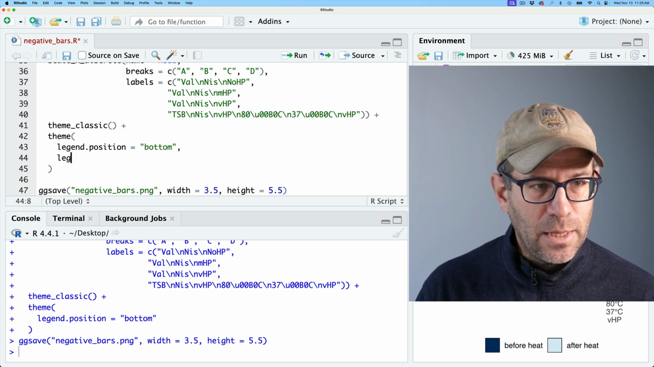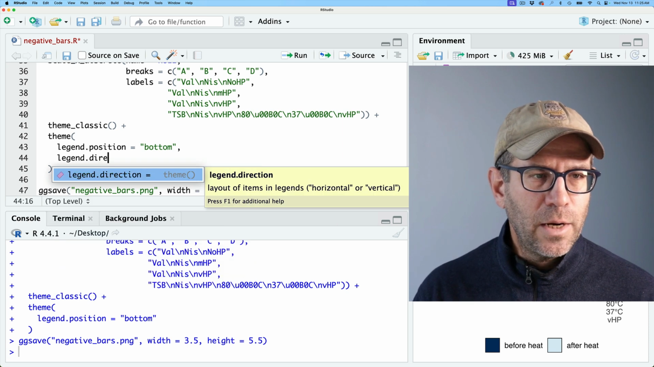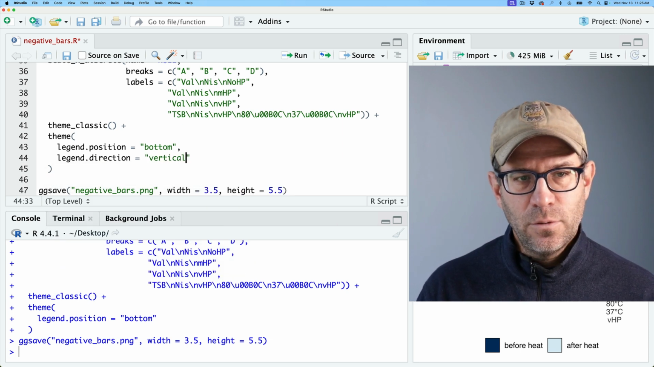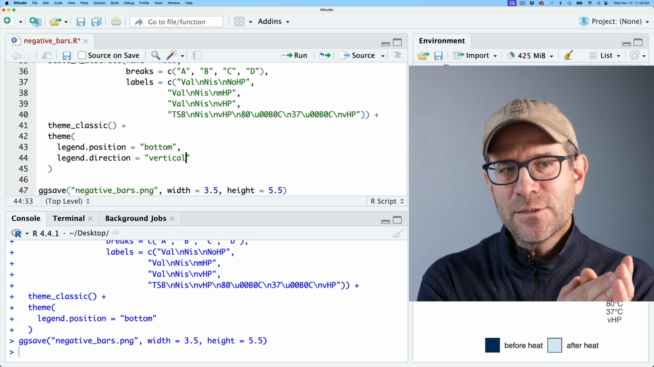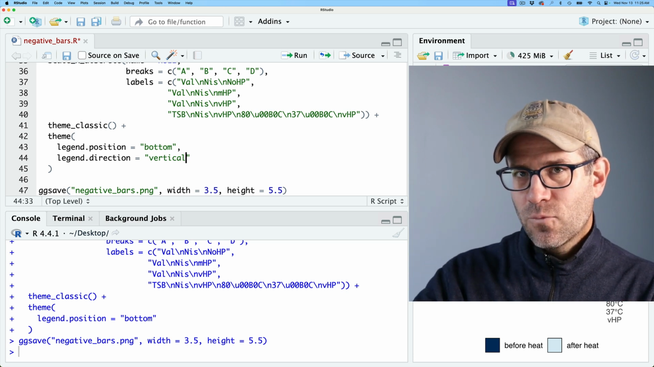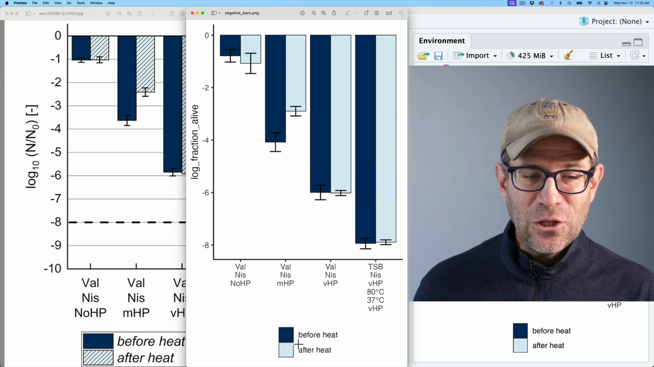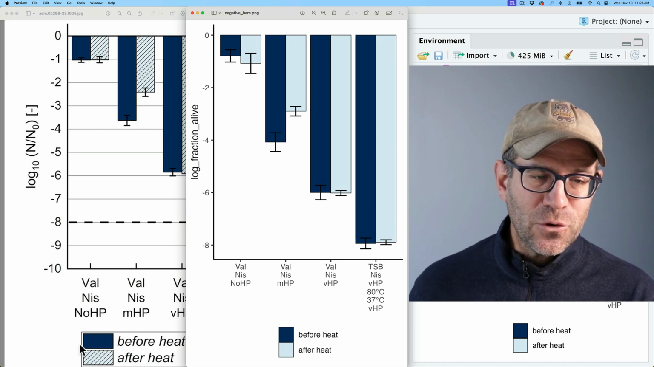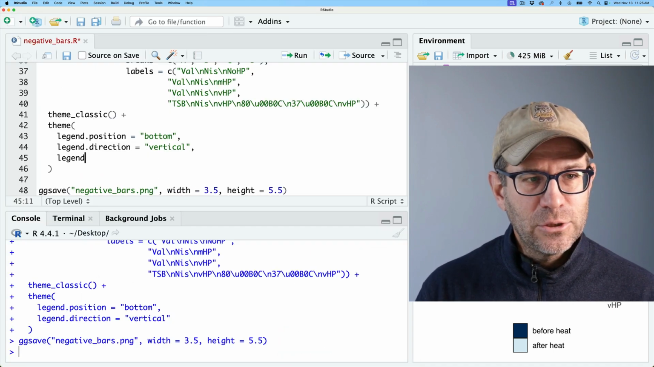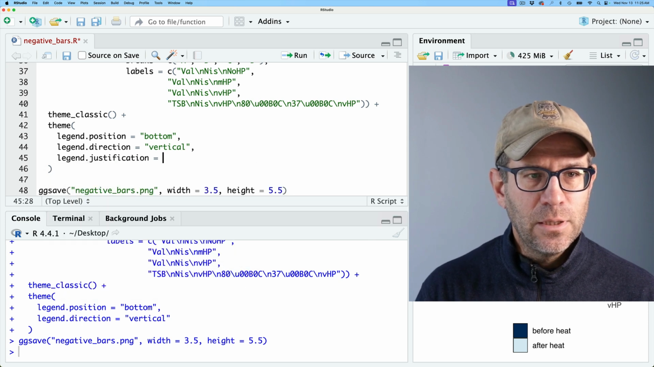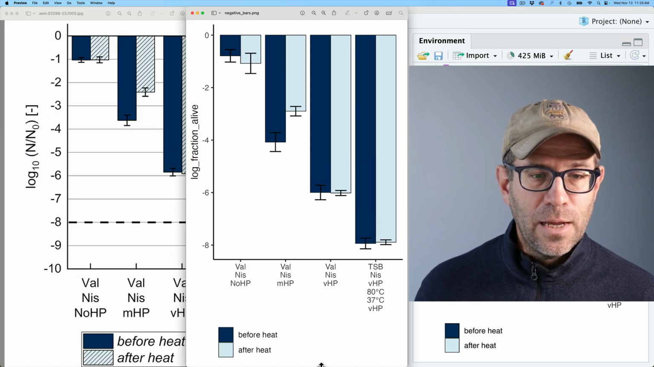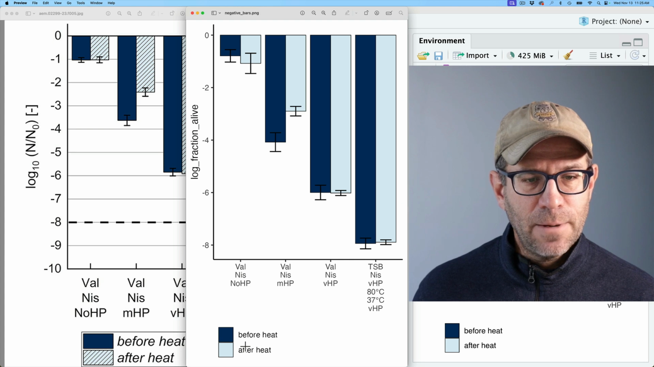And so we can do legend.direction equals vertical. When we move it to the bottom, it makes direction horizontal. When it's over on the right, like we had it originally, it was vertical. And so now we see that it's vertical. Theirs was moved over to the left. We can do legend.justification equals left. And so now we see that it's over to the left, okay?